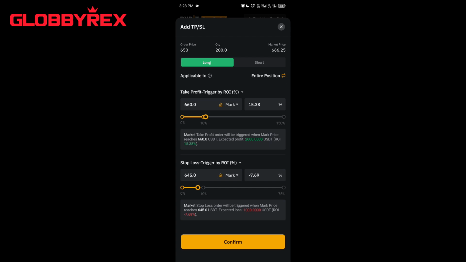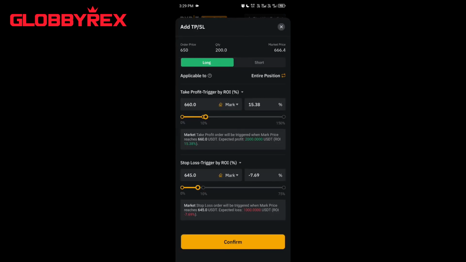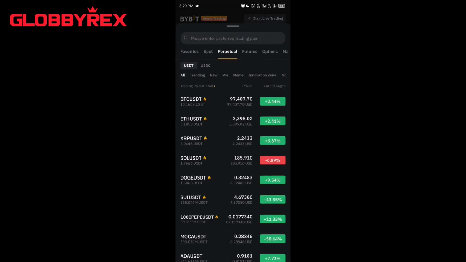Okay, confirm. So now, if you look at it, I'm entering this trade with 13,135.85. That's my position size. Doesn't necessarily mean that if I lose this trade, I'm going to lose my whole 13k. No. What I'm going to lose here is just 1k. So shall we try another last pair and explain, so you get me totally?